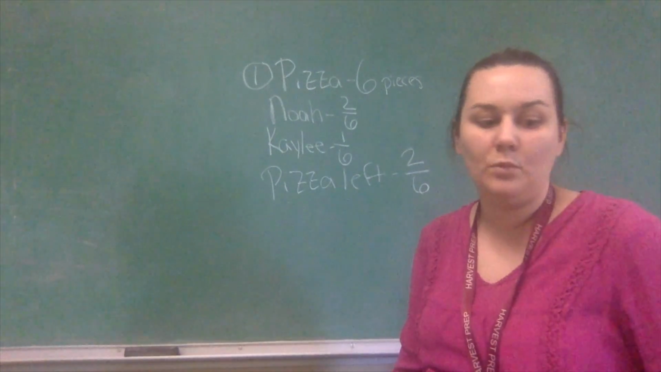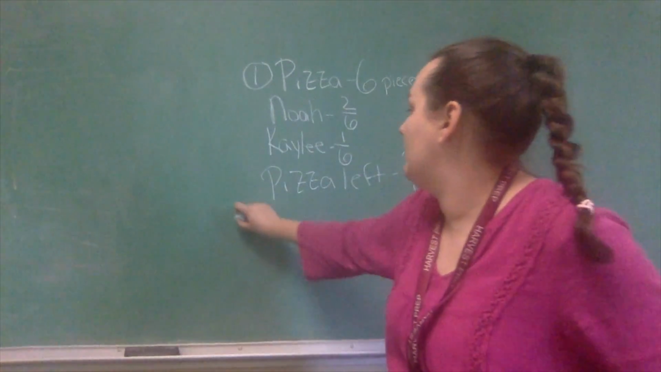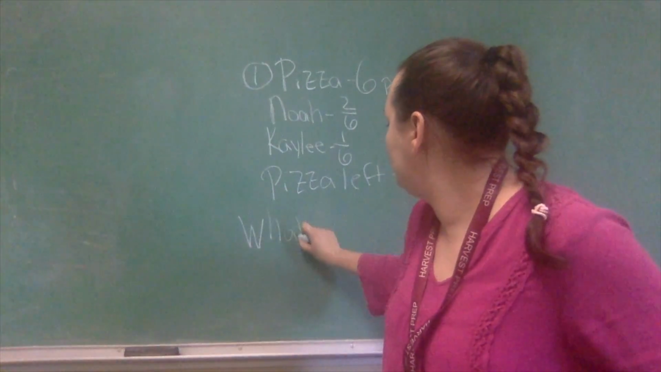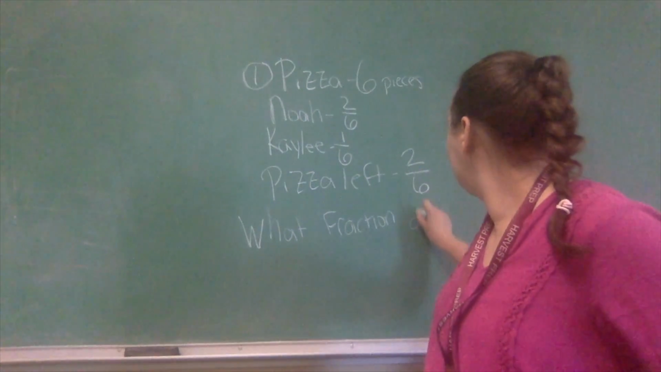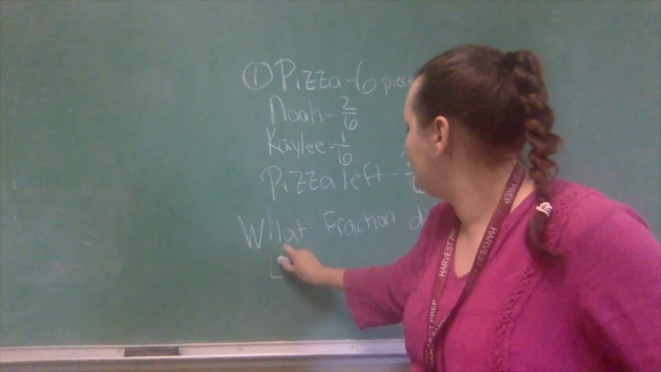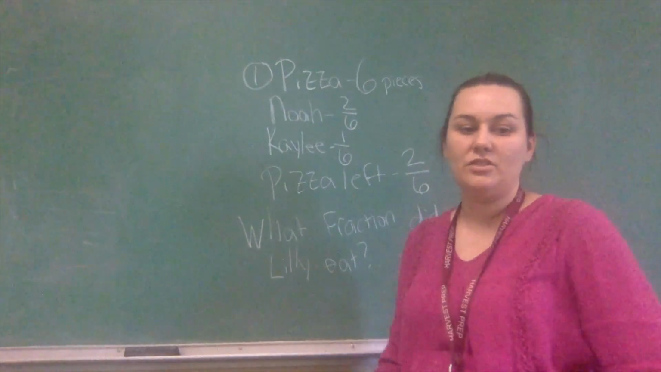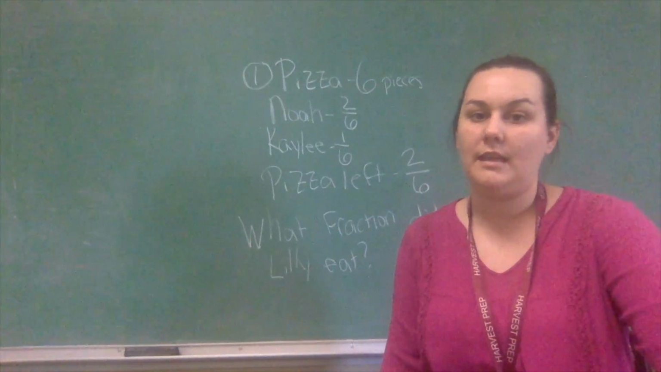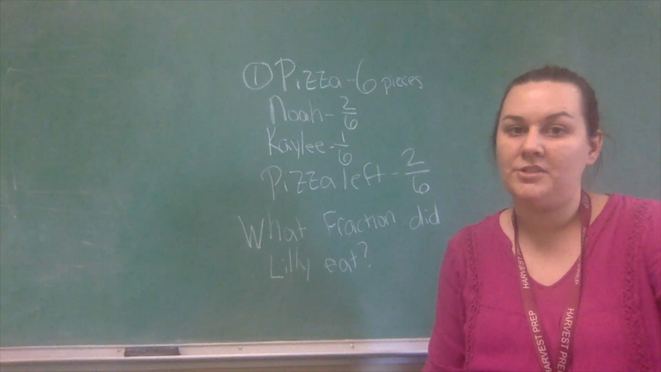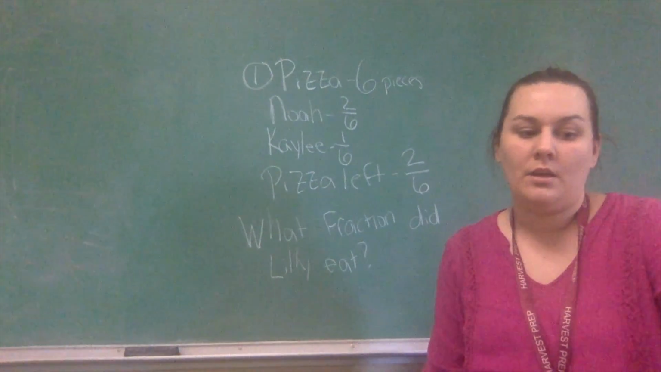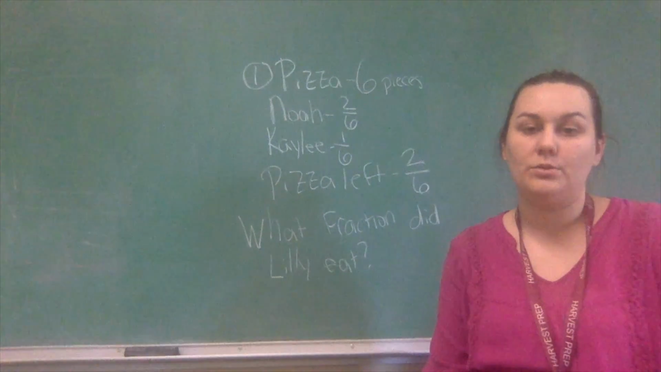So now what I need to find out. I need to find out the question, what fraction of the pizza did Lily eat? That's exactly what was written at the end of my word problem. That's what I need to find out. So my plan, my strategy, is going to be to work backwards. That's what I would write under plan: work backwards. All right, now I need to solve.